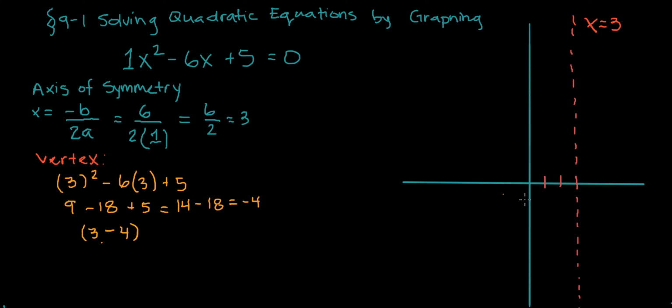All right, so now I'm going to graph that point, 3, negative 4. So now 3 is this way, and then I'm going to go 4 spaces down. 1, 2, 3, and 4. I'm going to put my dot right here.